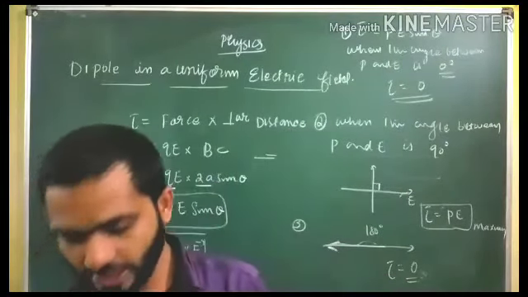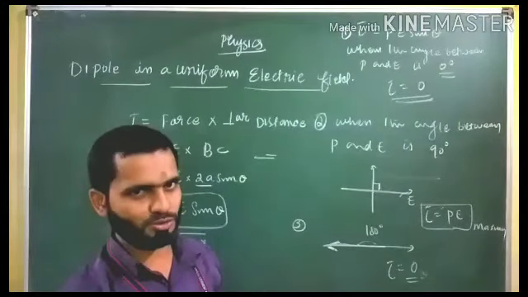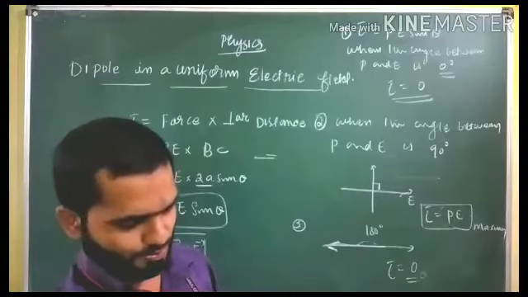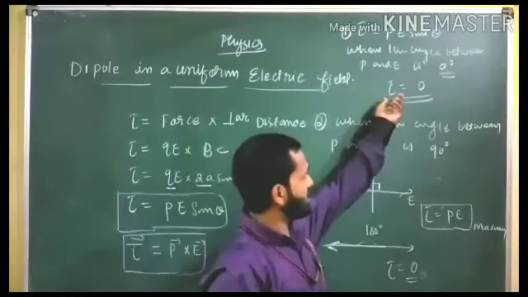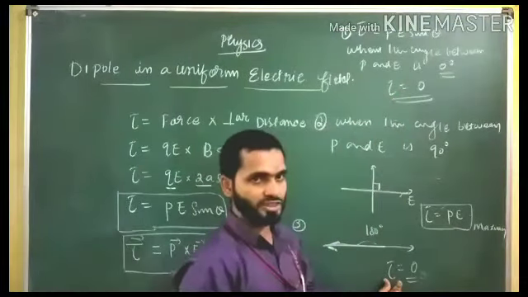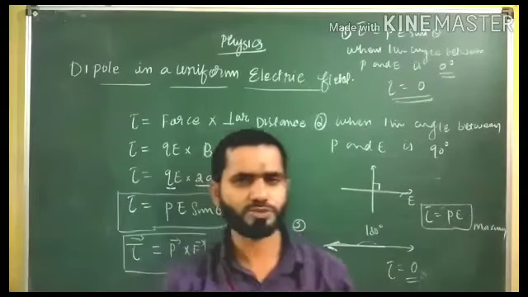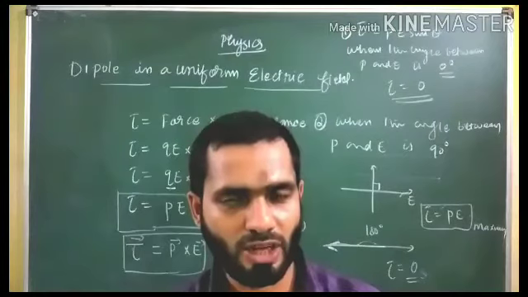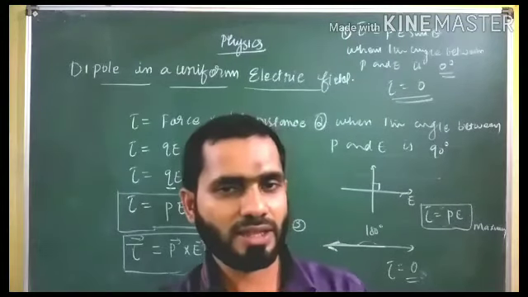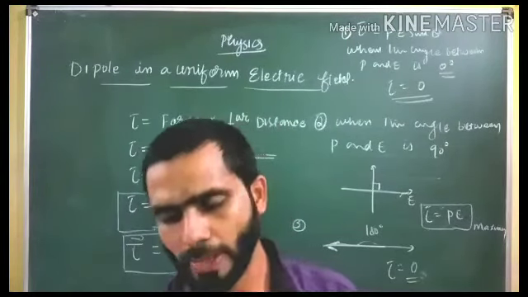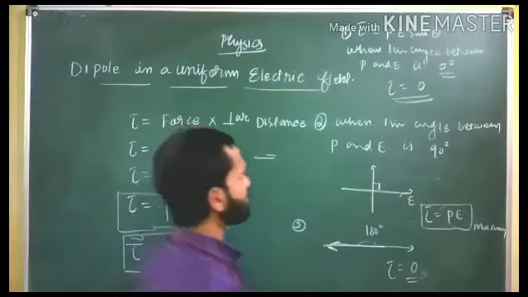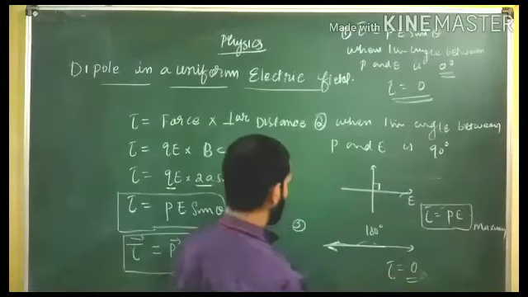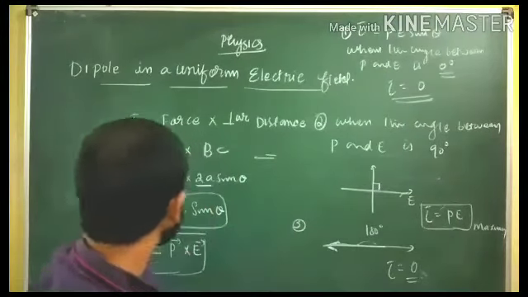See students, these two positions, that is, when the torque becomes 0, that is, turning effect is 0. Here also turning effect is 0. These positions we are calling as the equilibrium positions. So at equilibrium positions, the torque becomes 0. Now see, one is stable equilibrium and this one is unstable equilibrium. Why are we saying so?